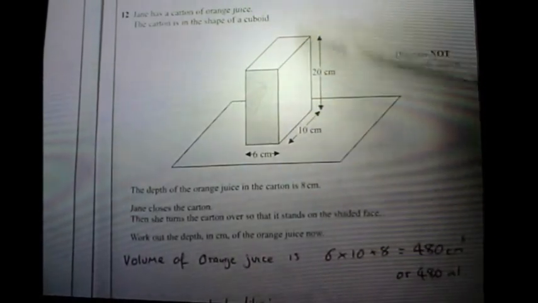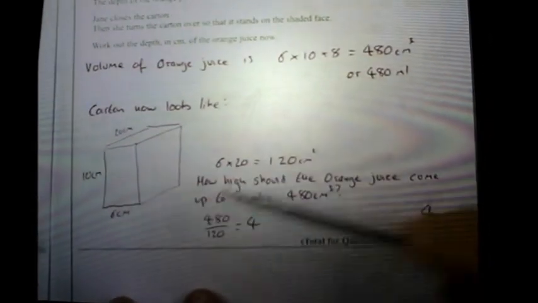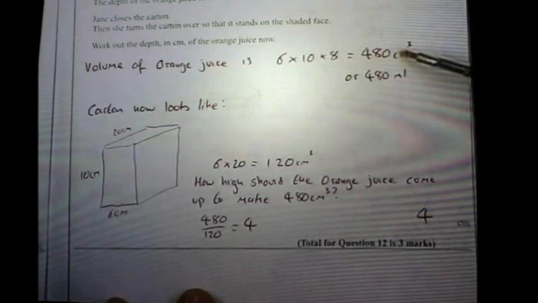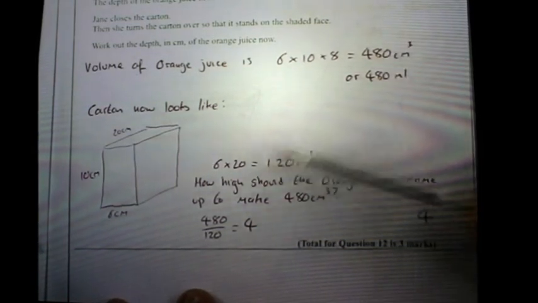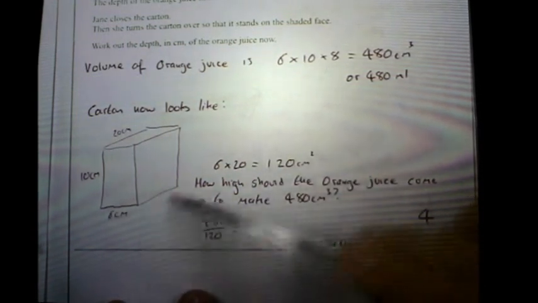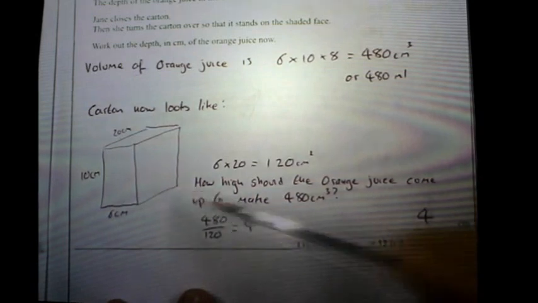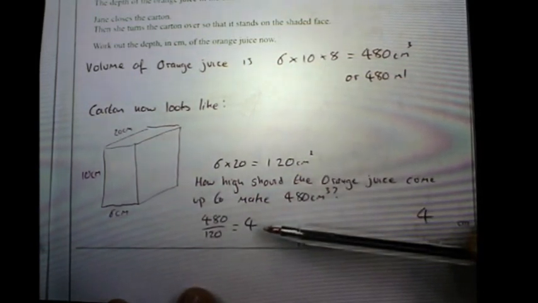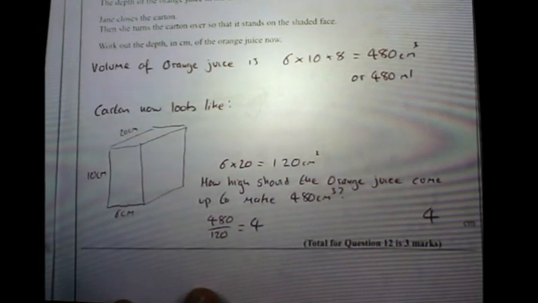So the carton now looks like this, because I've flipped it down. So the base is now 20 and the width is 6 and it is 10 high. So it looks something like that. So you've got to work out that, you know, that's your volume. So 6 lots of 20 is 120. That's the bottom there times by the depth of it, how far it goes back. So how high can you go till you reach 480? It's 4 centimetres high. Question number 13.